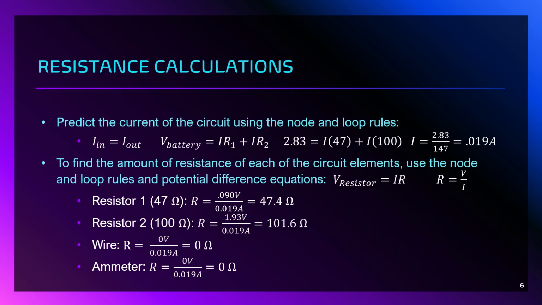Now, using the node rule and the resistors from the lab, we can calculate the current of the circuit, in which we got 0.019 amps. And to find the resistance of each circuit element, we divide the potential differences by the current. For the 47 ohm resistor, we got 47.4 ohms. For the 100 ohm resistor, we got 101.6 ohms. And for the wire and the ammeter, we got 0 ohms because the potential difference is 0.